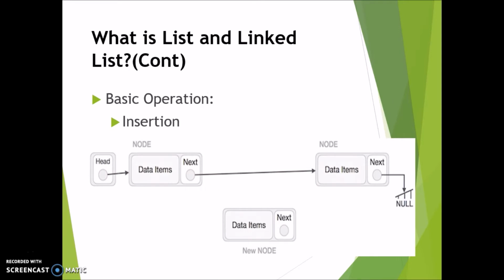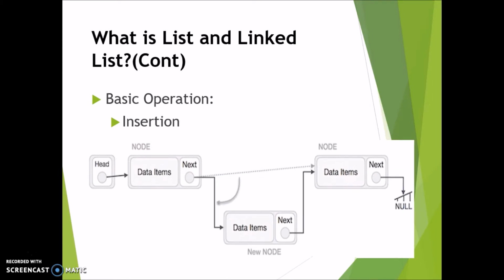So basically, a linked list has 4 basic operations. The first one is insertion. That means adding a new node inside a list, where the node in front of and the node behind the new node will be connected to the new node by using the next link.